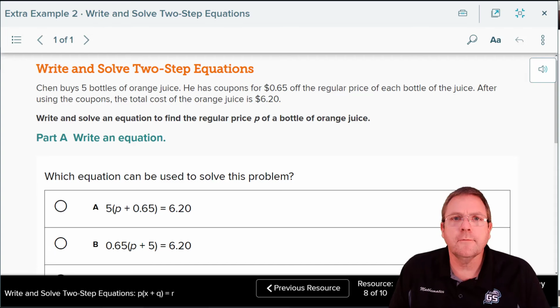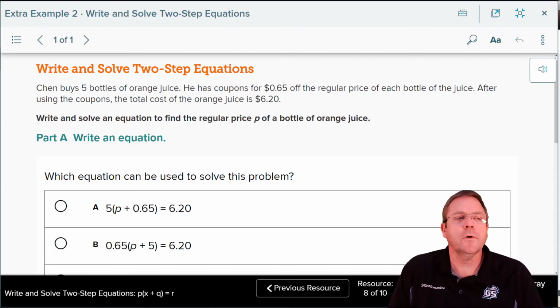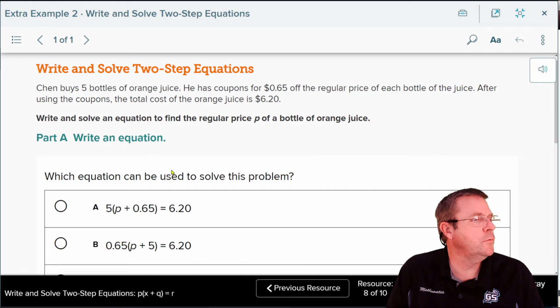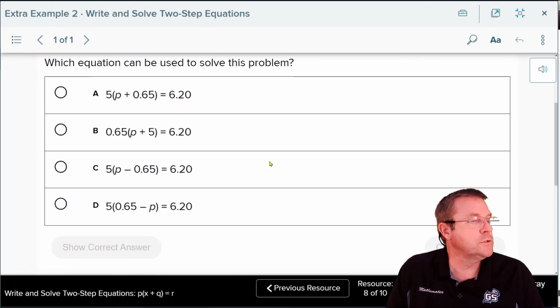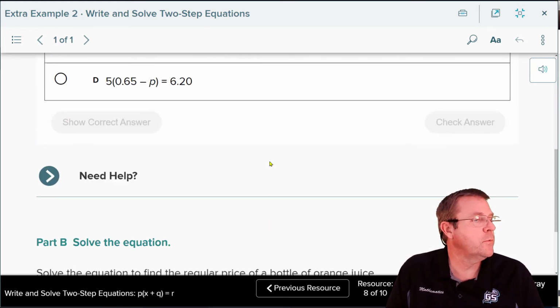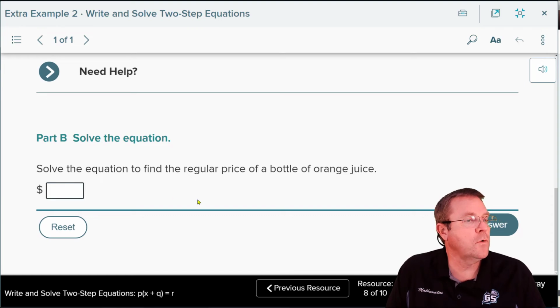And that takes us to the final problem of the day, which you get to work on your own. Extra example 2. You're going to have to figure out which equation to use. After you figure out which equation to use, then you're going to have to solve it to find out the regular price of a single bottle of orange juice. Go ahead and do that now.